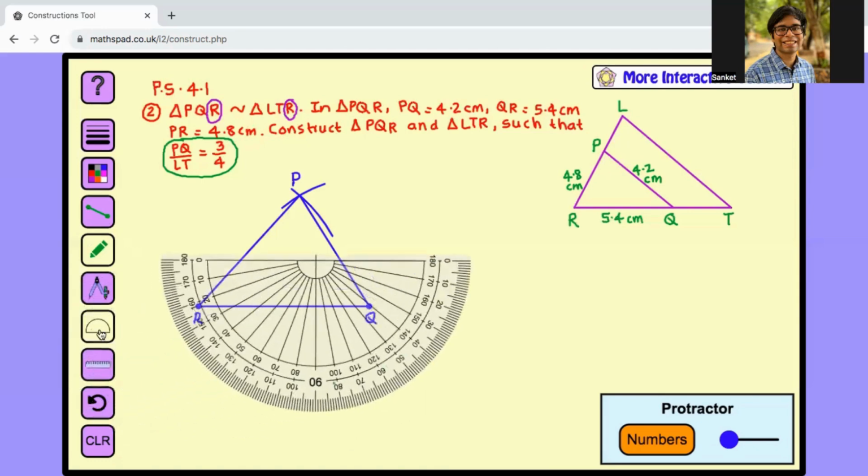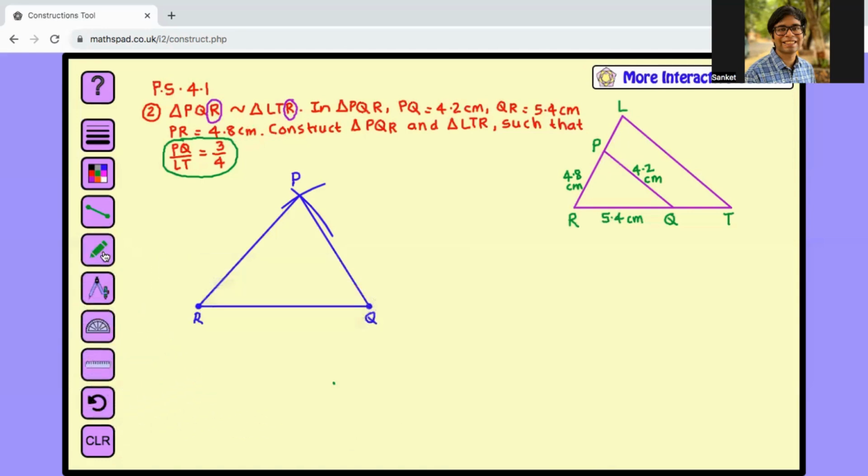I'm going to keep my protractor away. I'm going to now join point R and this point that I marked. So this angle is 30 degrees and I've drawn this line.